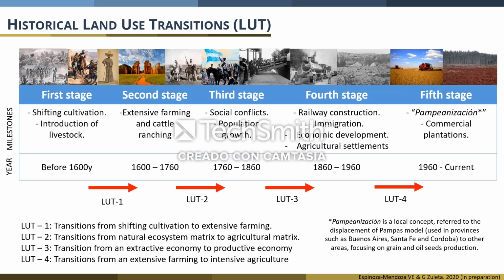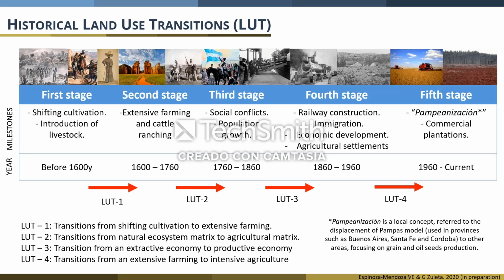construction. And finally, the LUT 4 is related to an agricultural intensification, high-tech, introduction of high production value crops such as soybean and their derivatives, and introduction of exotic tree plantations such as pinus and eucalyptus.